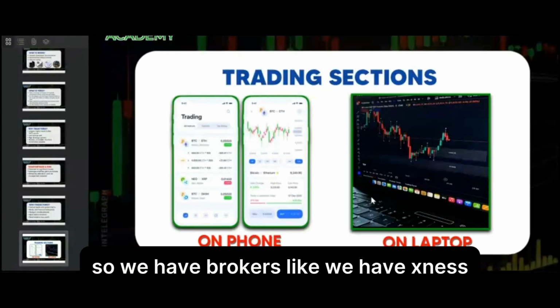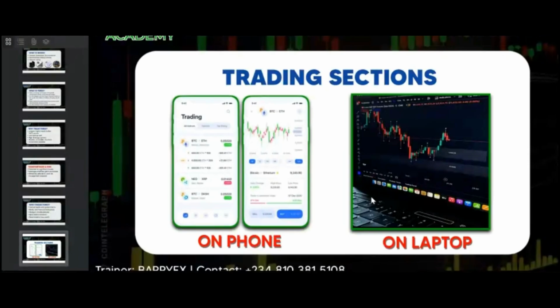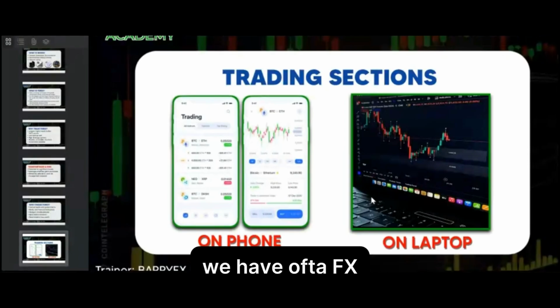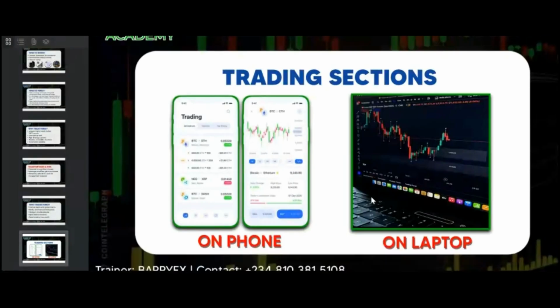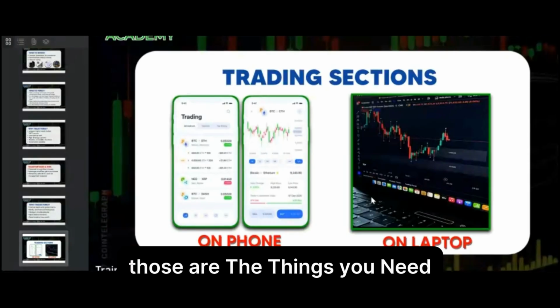We have brokers like Xness, Deriv, ICT, IC Markets, FXTM, Headway. We have a lot of brokers out there which you can use, which are very trusted and reliable. So as retail traders, those are the things you need.